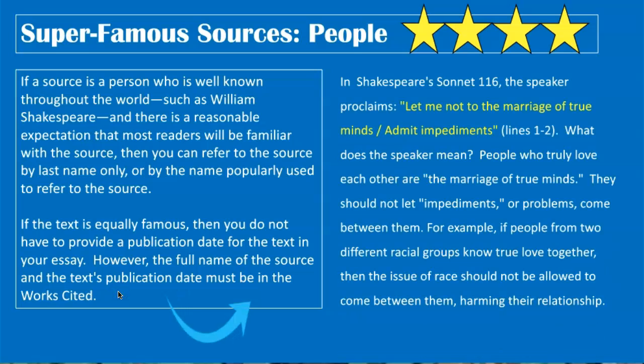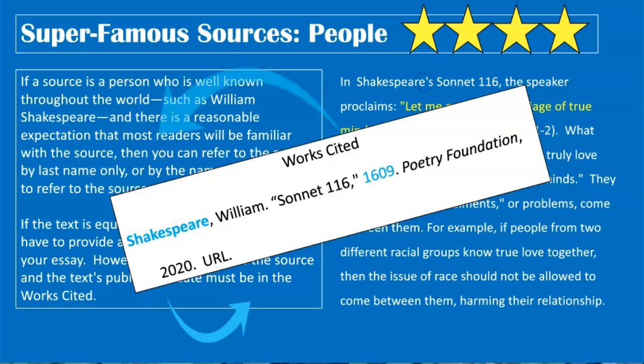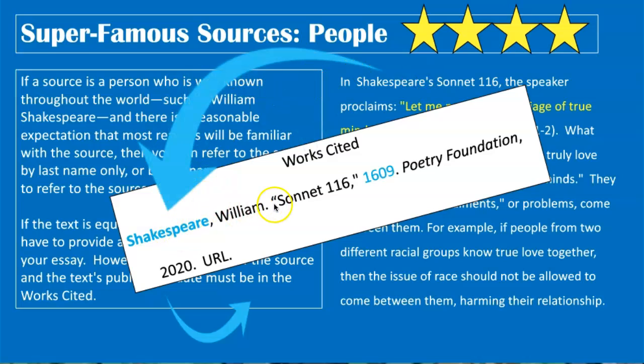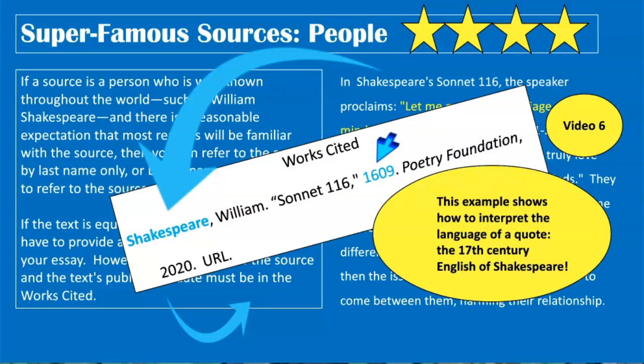And we have an example here of a quote by Shakespeare in which we use only his last name because he's so famous. And there's a reasonable expectation that most people will know who he is. So here we see, of course, the name Shakespeare will tell us that this is William Shakespeare, and the date Sonnet 116 was published, which was 1609. Okay, and the works cited again is in video 6. One other thing about this example shows how to interpret the language of a quote, the 17th century English of Shakespeare. So you may wish to go back in this video and review this quote.